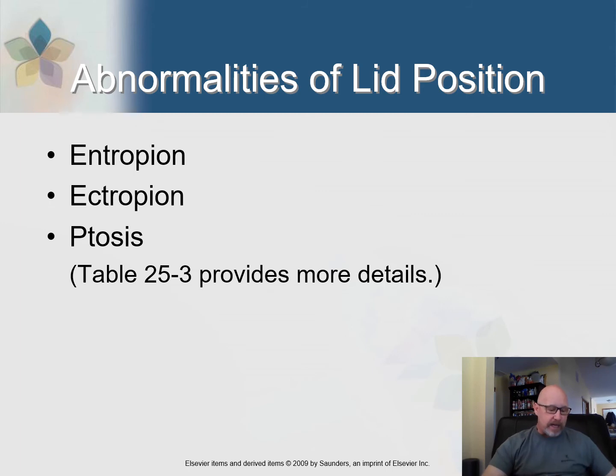Abnormalities of the eyelid. You can have various abnormalities of the eyelid, and it can be entropion, ectropion, where the eyelid rolls in or the eyelid rolls out, and then ptosis, where the eyelid itself just droops.